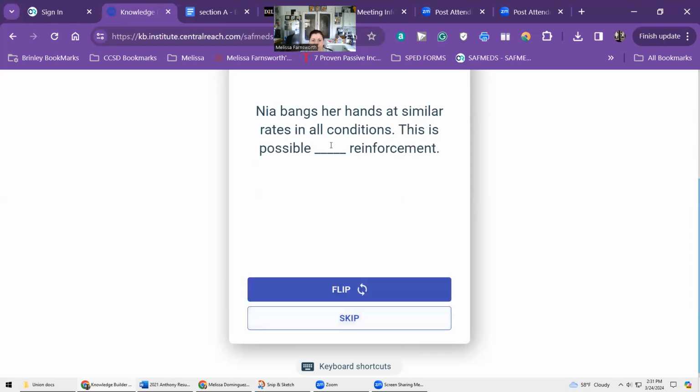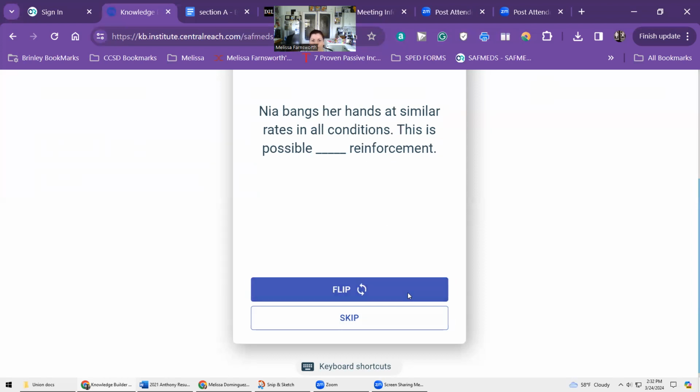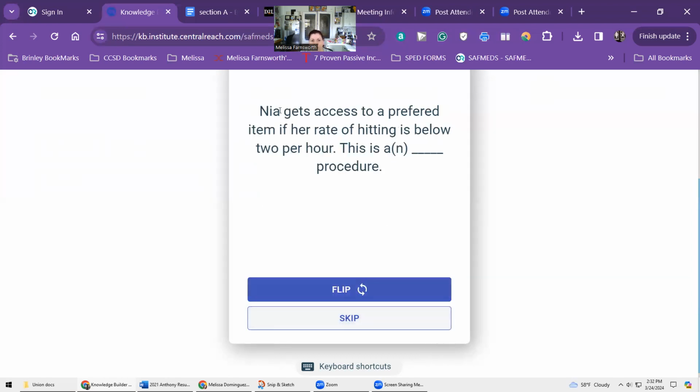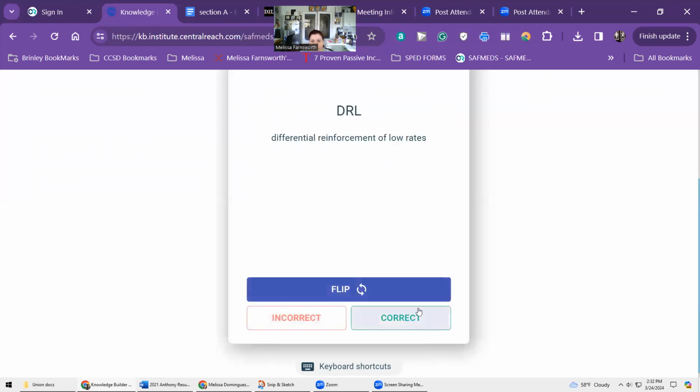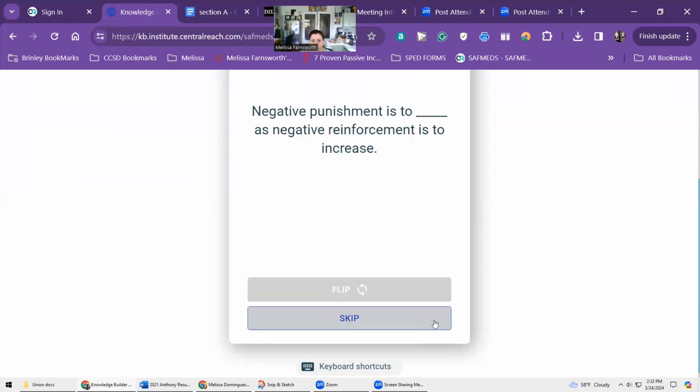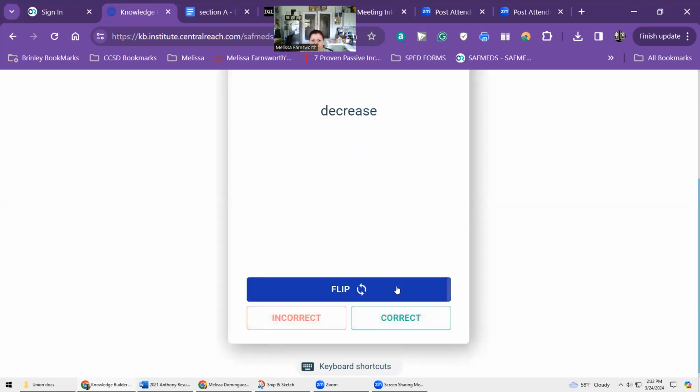Lifetime. Nia bangs her hands at similar rates in all conditions. This is possible blank reinforcement. Automatic. Nia gets access to a preferred item if her rate of hitting is below 2 per hour. This is a blank procedure. DRL. Differential reinforcement of low rates. Negative punishment is to blank, as negative reinforcement is to increase.